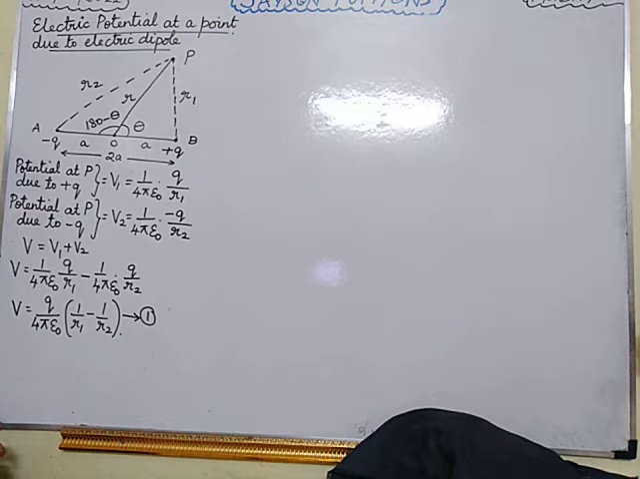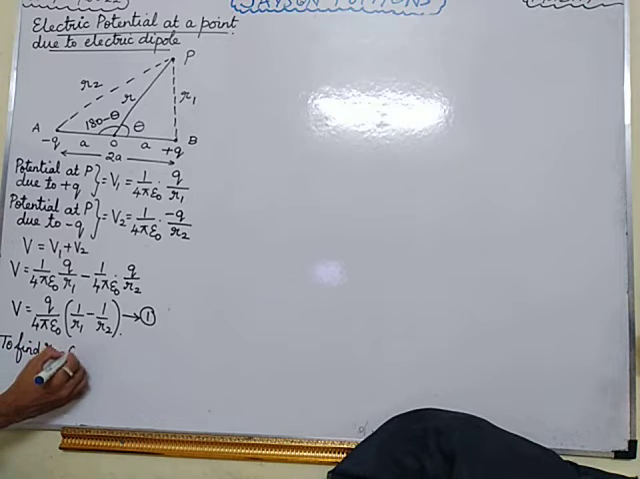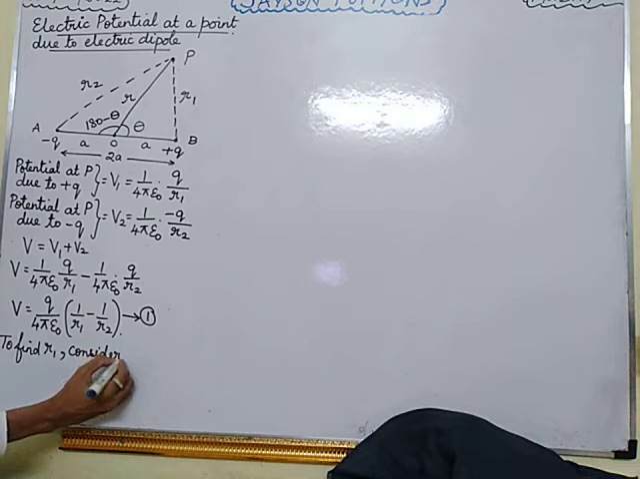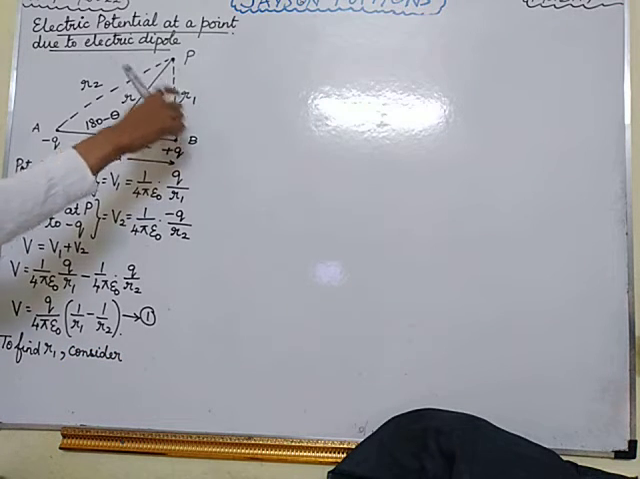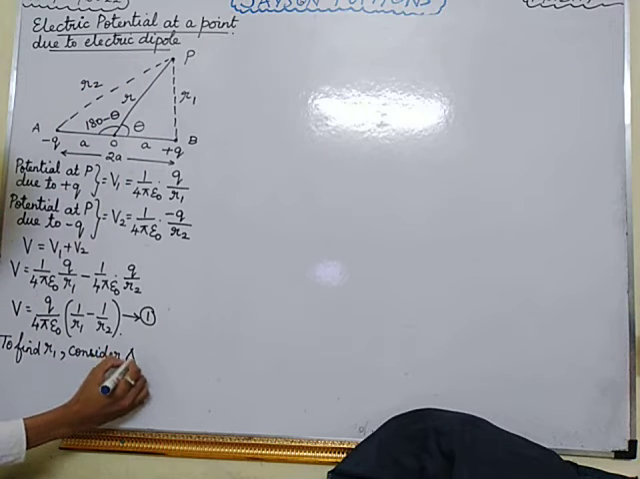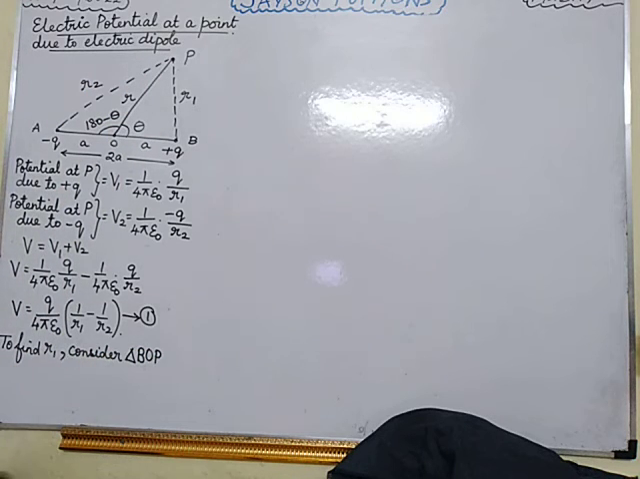Now I have to find the R1 value and then the R2 value, and substitute in this formula. First I am going to find R1. To find R1, I am going to consider the triangle BOP, in which you have R1. In this triangle, I am going to apply the cosine law.